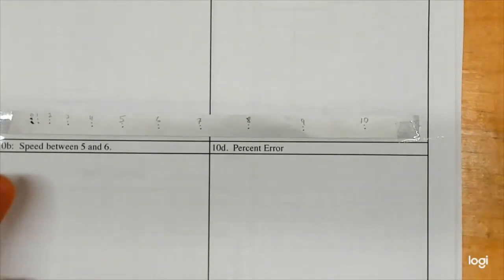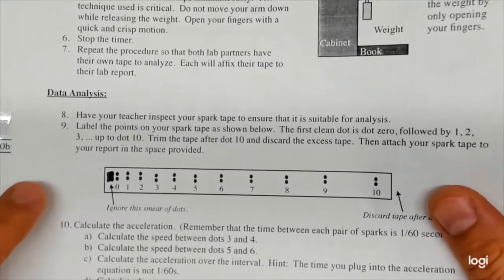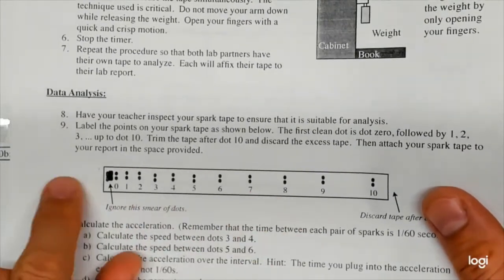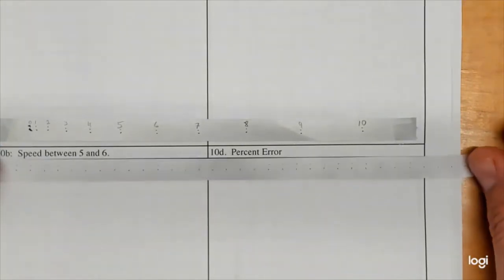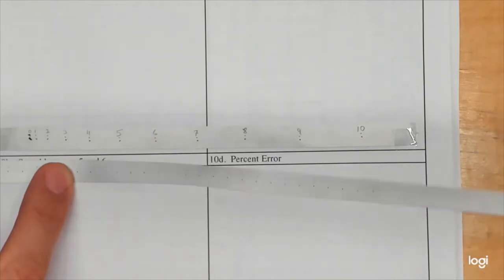Now, what I've done is I've gone ahead and labeled the dots as we did in the previous lab, as instructed in step 9 from dot 0 to dot 10. And what we could see already is that it looks different than the tape from Spark Lab 1, which looks like this. Spark Lab 1, the spaces were all even.